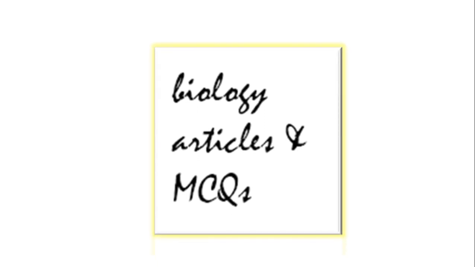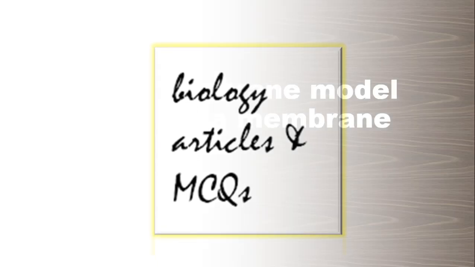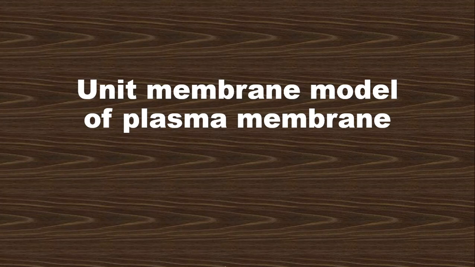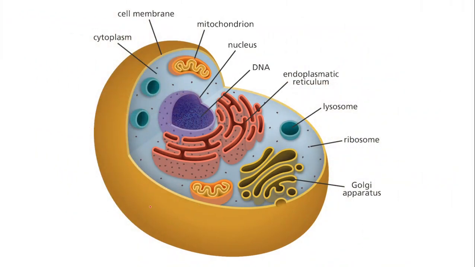Articles and MCQs. Guys, our today's topic of discussion is the unit membrane model of the plasma membrane. You know that the plasma membrane, or simply the cell membrane, is the outermost boundary of the cell. If we look at this cell, the outermost wall of the cell is called the cell membrane or plasma membrane. It is the outermost boundary in the animal cell, but in the plant cell it is also covered by another wall called the cell wall.